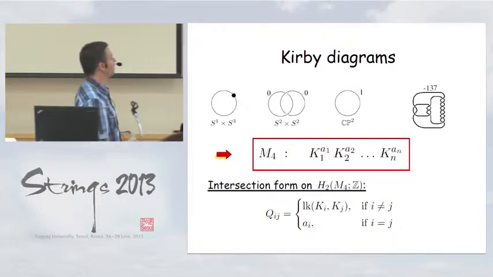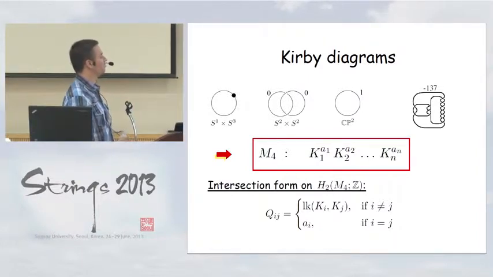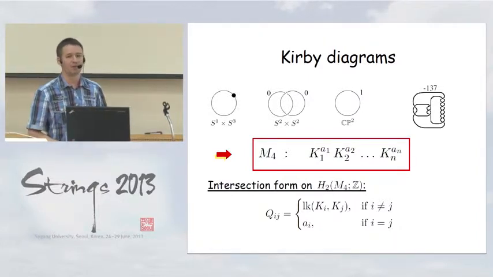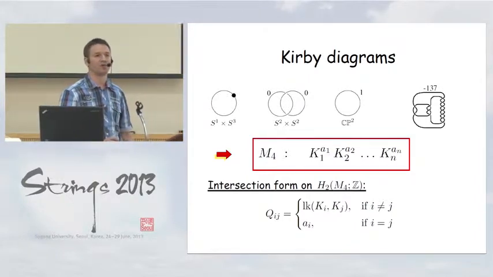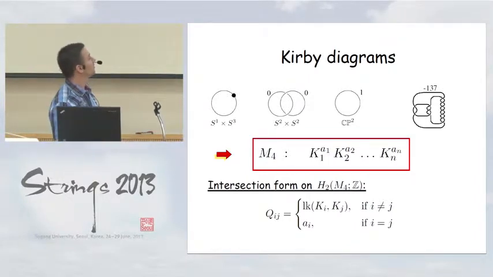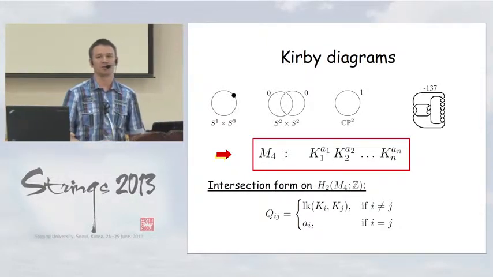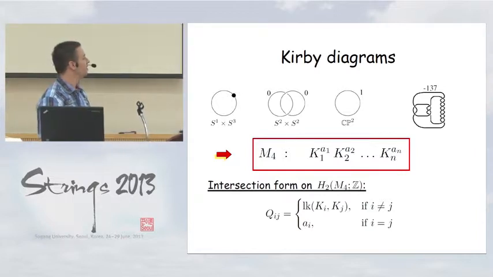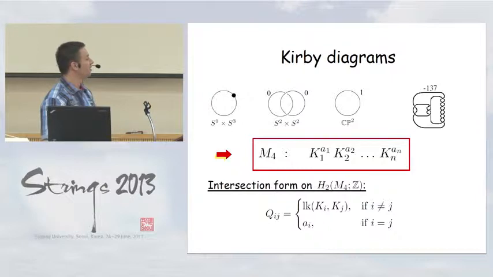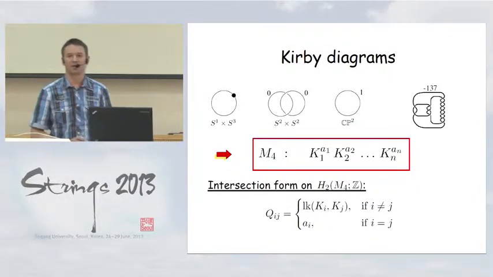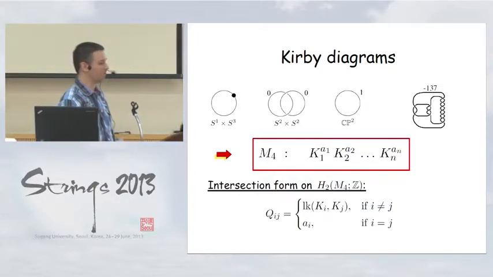In this diagram, it's actually very easy to read off the intersection form of the four-manifold that you build. That's basic information about the four-manifold. The number of link components, or these knots, is exactly the rank of the second cohomology, so that's the second Betti number. The linking numbers between components, as well as these framing coefficients, give a quadratic bilinear form, which is the intersection pairing of the four-manifold, on the second cohomology.